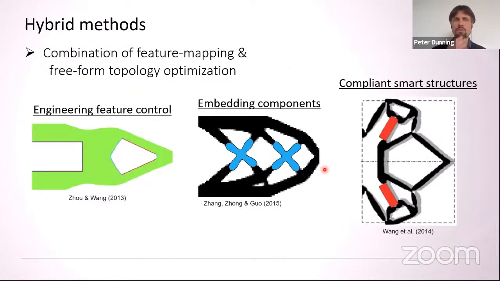Just want to briefly mention hybrid methods. This is where you combine feature mapping with some freeform topology, which we included in the review as well, to achieve things like engineering feature control. There's been a lot of work on embedding solid components in freeform topology, and this is just one example. I like this example because here the components are actually functional. These red boxes are actuators providing a force for this compliant mechanism, and their location and orientation is part of the design space.